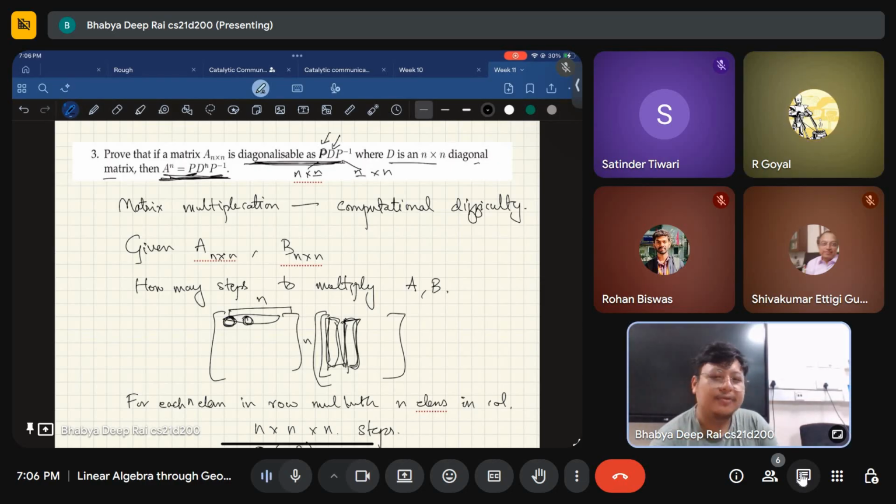See, the issue is, without D, P does not make much sense. We'll see soon why D is very important, because there is a particular way to actually diagonalize a matrix A. Is it unique? Yes, it should be unique. There is a particular way to diagonalize a matrix, and we'll soon see why D is equally important.